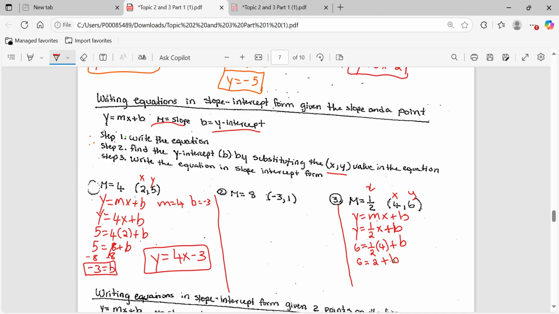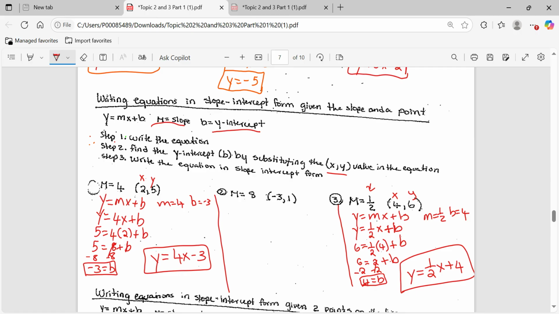So I need to get b alone by itself. It's a two-step equation. Well, actually, it's a one-step. So I'll minus 2 from both sides. And now I find out that 4 is equal to my y-intercept. So now I know my slope, which is 1/2, and I know my y-intercept, which is 4. So now I can write my equation in slope-intercept form. y is equal to 1/2 x plus 4.